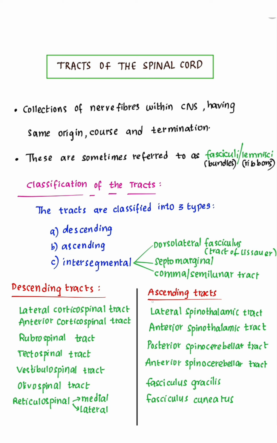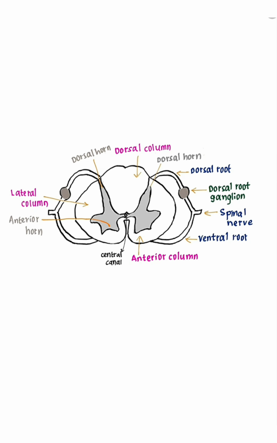Now let's see about ascending tracts. Ascending tracts conduct impulses from the periphery to the brain. It includes lateral spinothalamic tract, anterior spinothalamic tract, dorsal column pathway fasciculus gracilis, fasciculus cuneatus, spinocerebellar tracts, posterior spinocerebellar tract, anterior spinocerebellar tract. Ascending tracts are sensory tracts. Ascending tracts consist of fibers that carry sensations. Posterior horn of the spinal cord is related to sensory neurons.